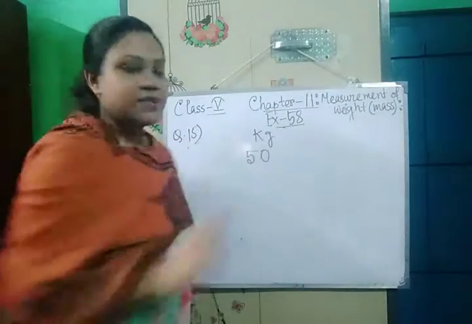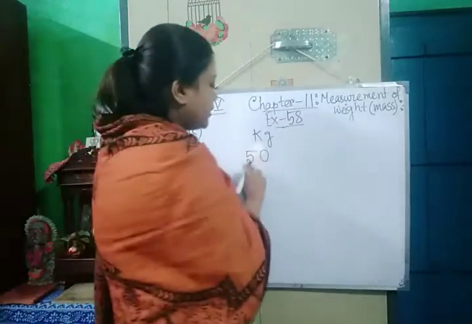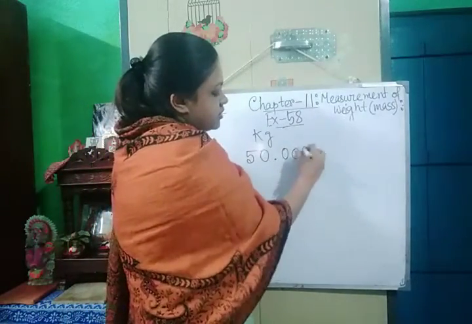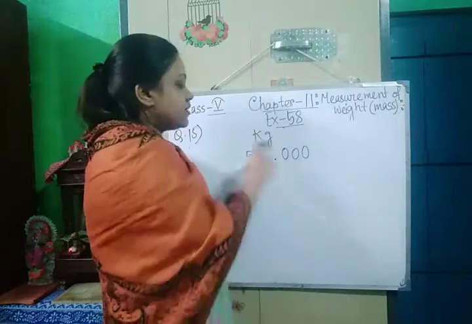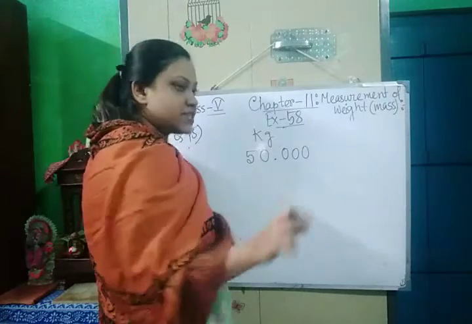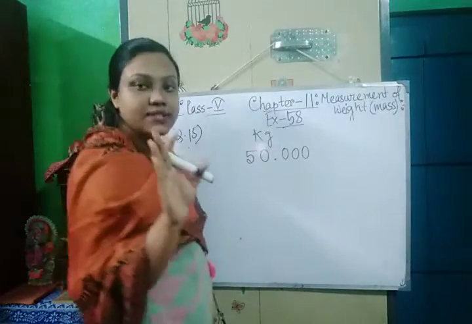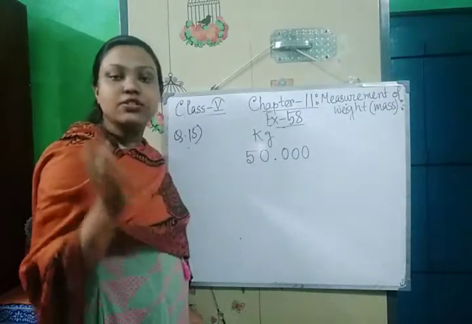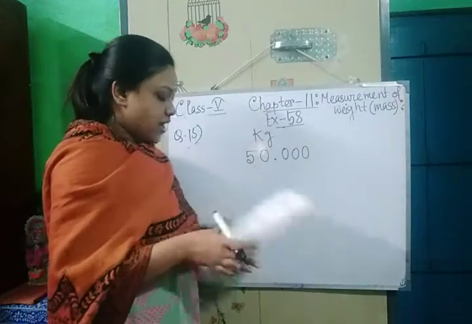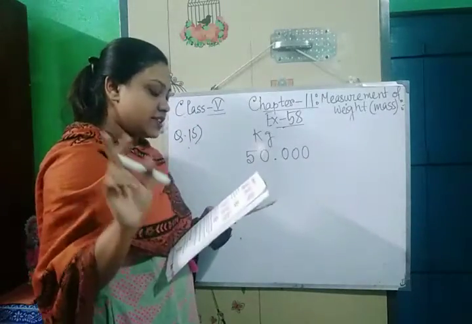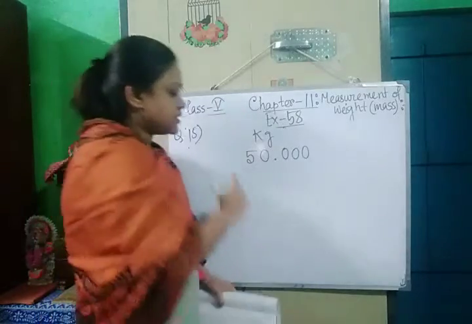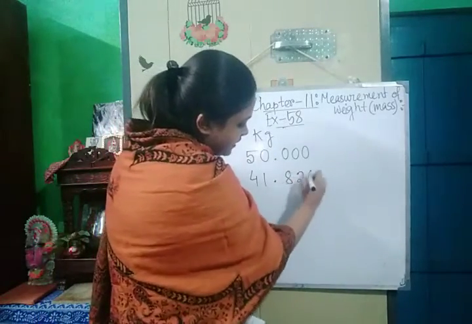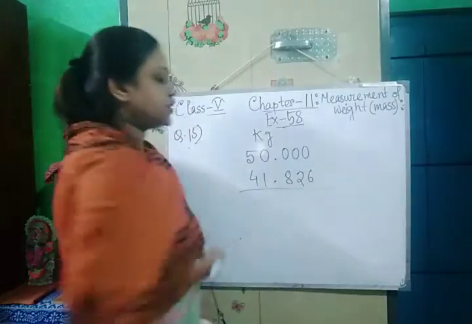So here no gram is given. That means what? 50 kg is given, but no gram is there. So that means 50.000. Now we have to subtract 41 kg 826 gram from this. 41 kg 826 gram, that means 41.826.